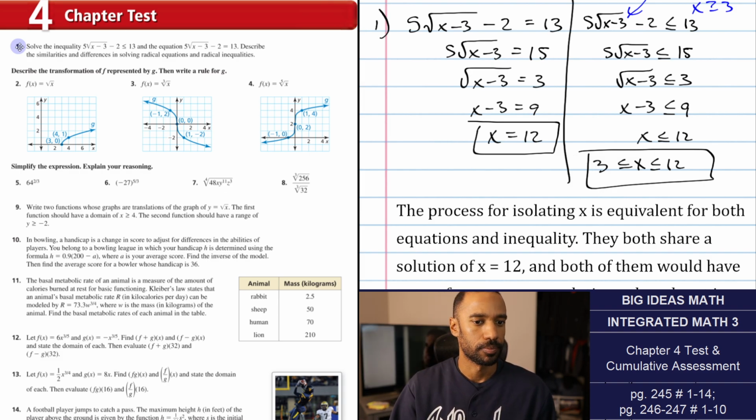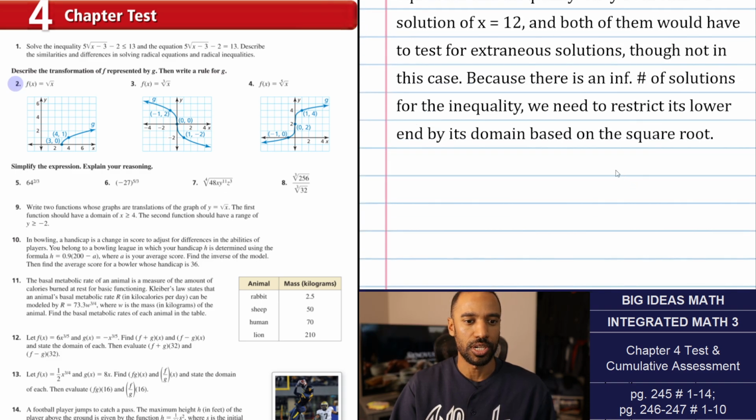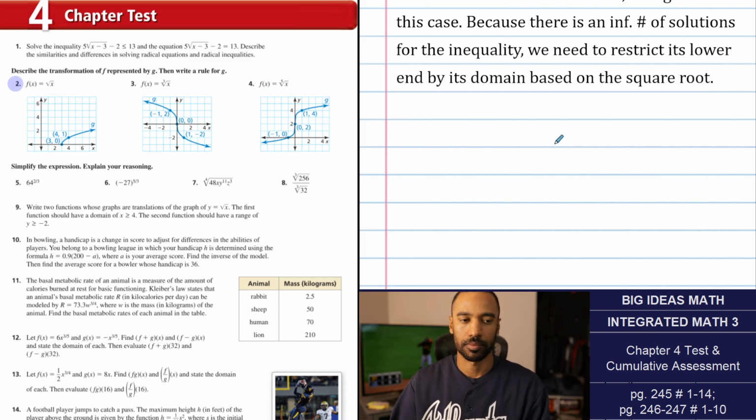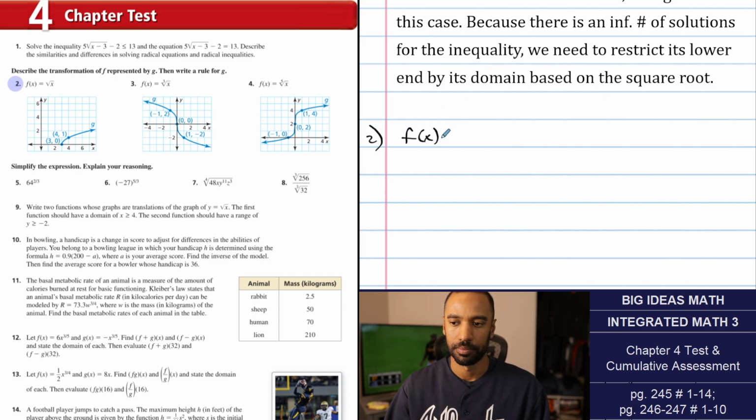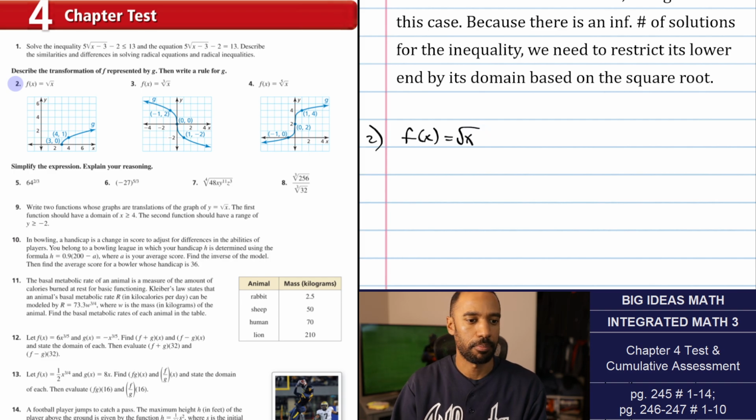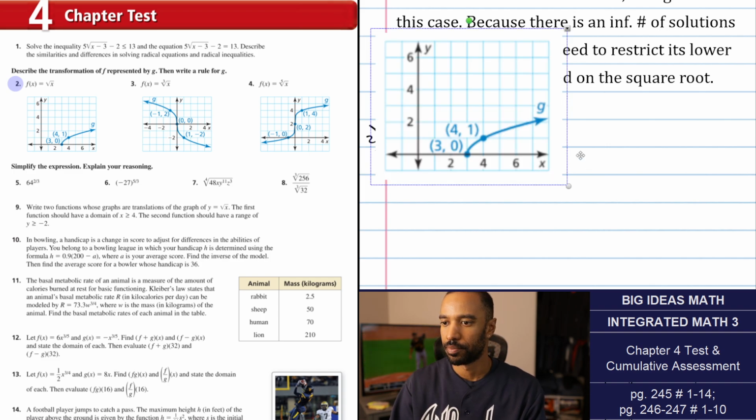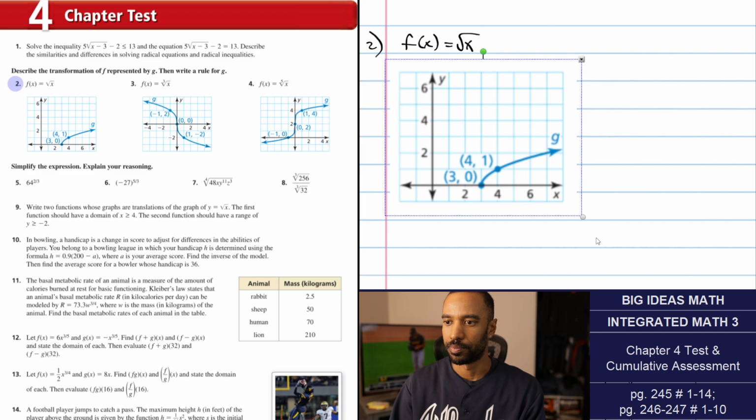Number 2. Describe the transformation of f represented by g, then write a rule for g. Now, f of x equals the square root of x would have been the initial. I'm going to copy and paste this thing over. It might look a little bit blurry, but I think we can see everything we're going to need to see on here. Looks fine. Okay.